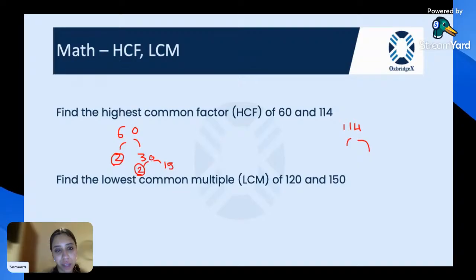Two numbers make 15. I'm not going to circle 15 because it's not a prime factor, right? The 15 appears in other multiplications. So 3 and 5 make 15. Are those prime numbers? Yes, they are. So I'm going to circle it.